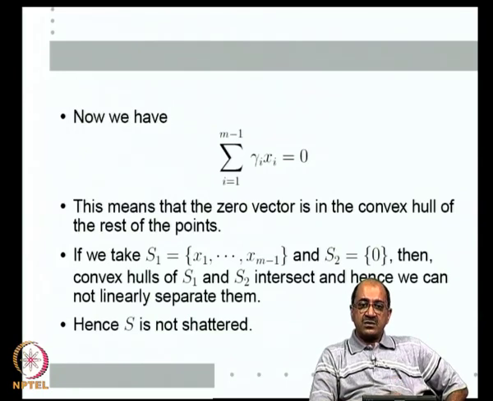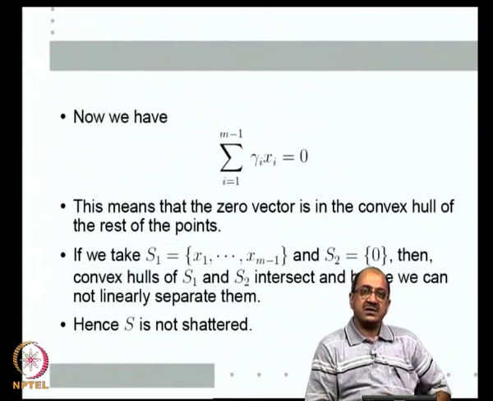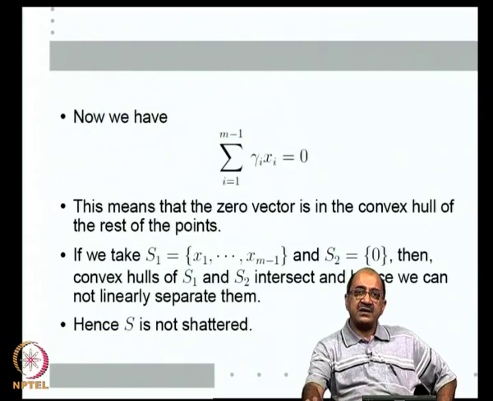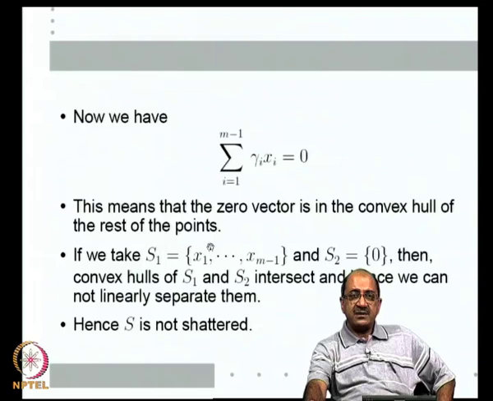So, what have we shown? If you give me m points in R^d, and I take one of them as the origin, and if the rest of the m minus 1 points are linearly independent, then the set is shattered. If they are not linearly independent, they are not shattered.